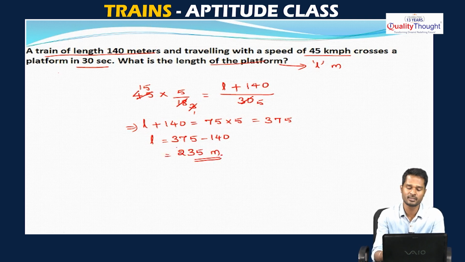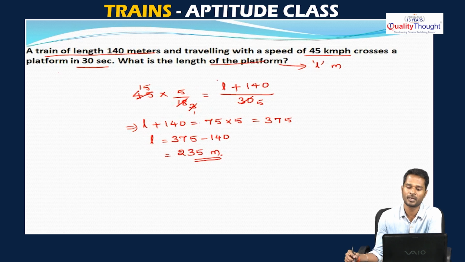So what we did in this case, we just converted the speed of the train into meters per second by multiplying with 5 by 18, and in the place of distance, wrote the length of the platform and the length of the train together, that is L plus 140, by the time taken, 30 seconds. Now cross multiply, but before you cross multiply, go for the simplification. So L plus 140 is equal to 15 fives, which are 75, fives are 375.